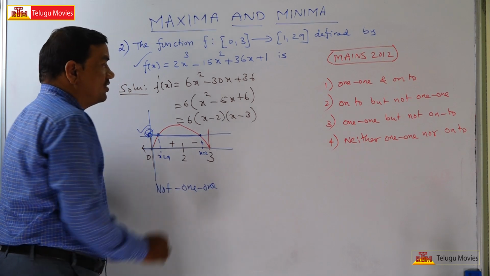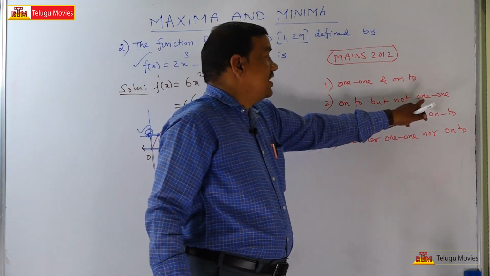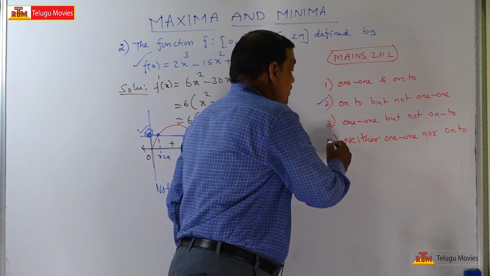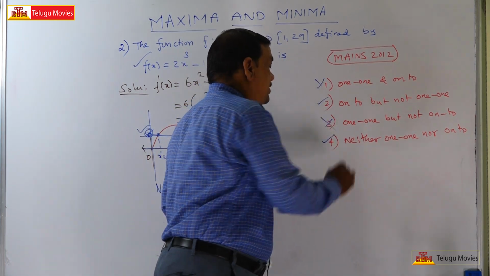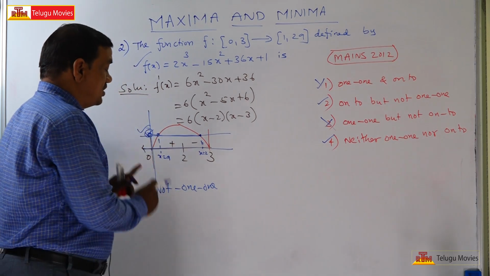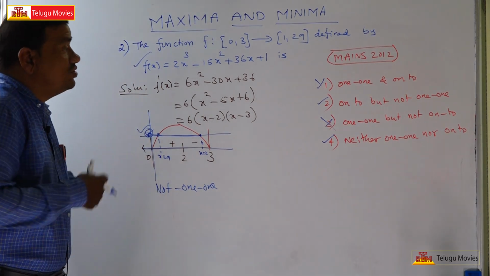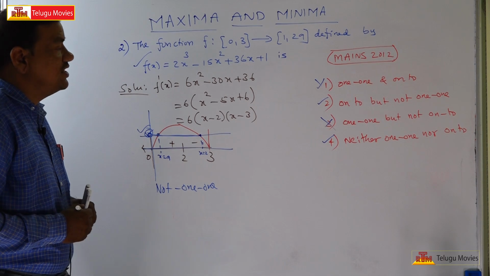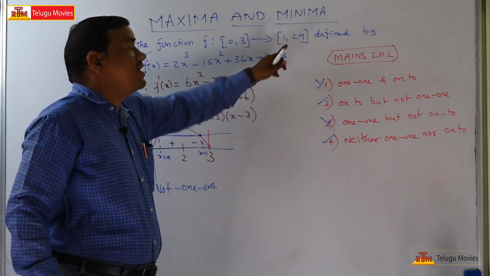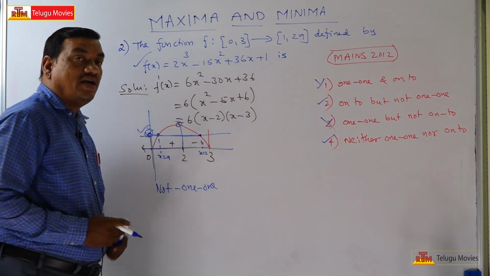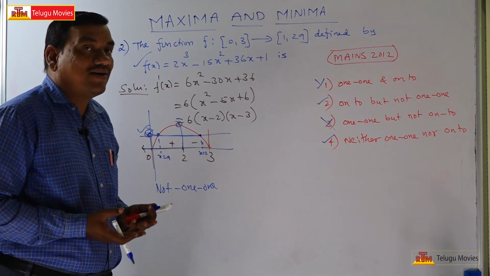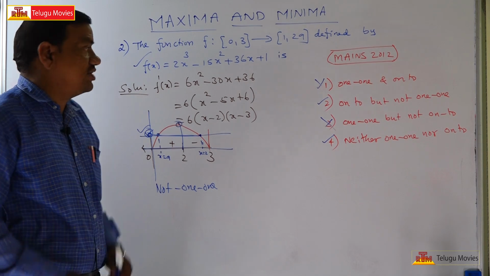Not a one-one function means your option may be 2 or 4, so the one-one options you can eliminate. So it is not a one-one function. To check the onto nature: onto means codomain should be equal to range. Here x equal to 2 is a critical point, or we can say a stationary point.